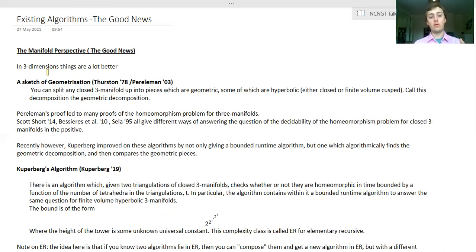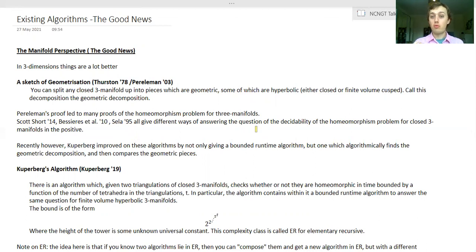Now, Perelman's proof led to many proofs of the homeomorphism problem for 3-manifolds. So without hyperbolicity even being considered, for all closed 3-manifolds, it's known that the homeomorphism problem is decidable. And there are many proofs of this, some more recent using more modern techniques, some even from before Perelman's proof, sort of taking geometrization as given and then proving it as a corollary. But up until recently, these were all just answering the question of, is it decidable, is it not?